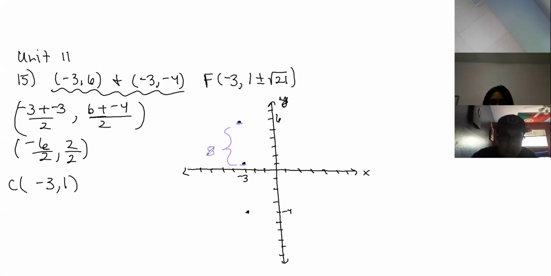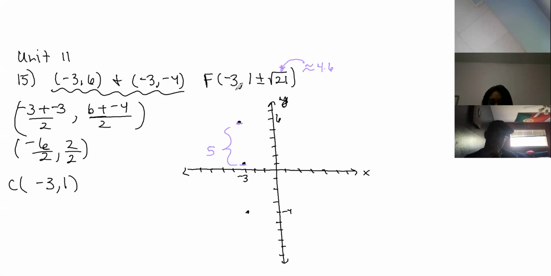Yeah. Okay. Now, is root 21 bigger than 5 or smaller than 5, without a calculator? Can you tell? Smaller. How can you tell? Because root 25 is 5. You're correct. So root 21, if you plug it in your calculator, is approximately 4.6, which is smaller than 5.